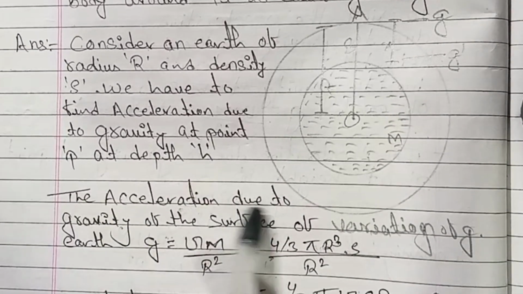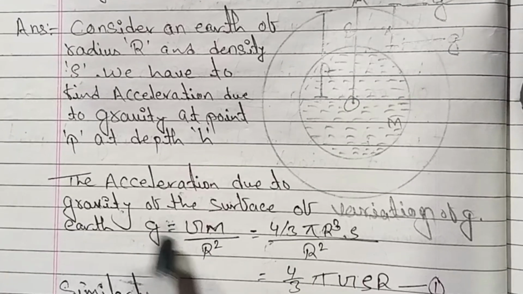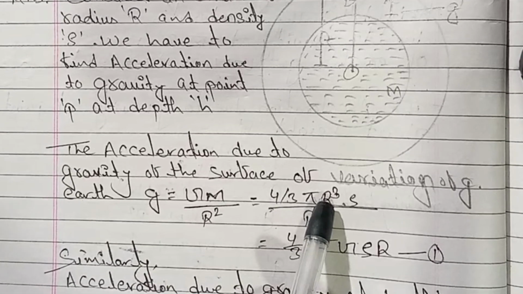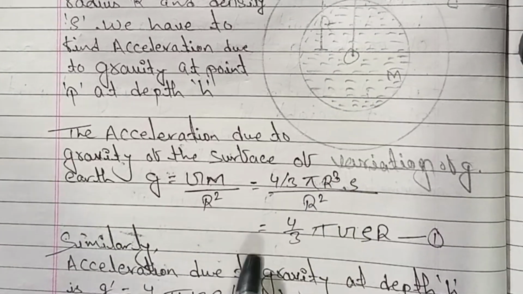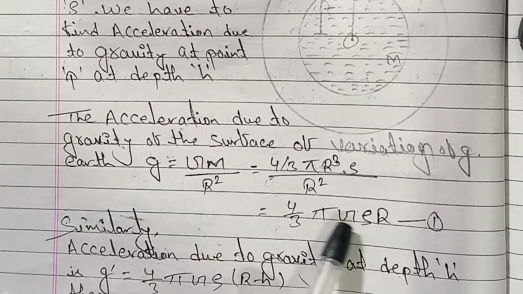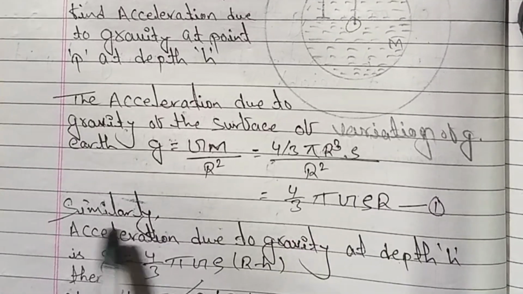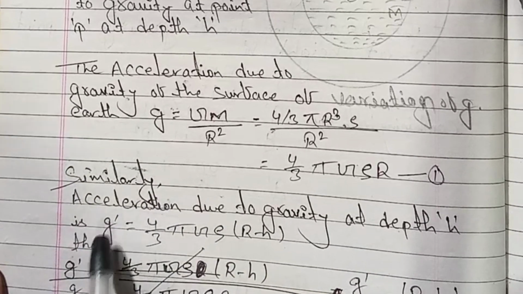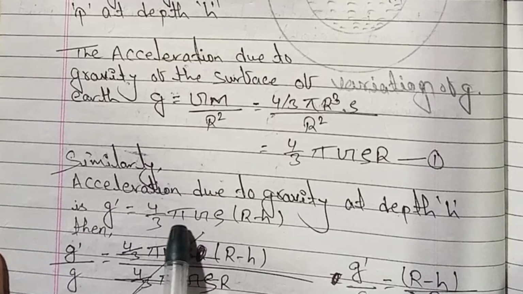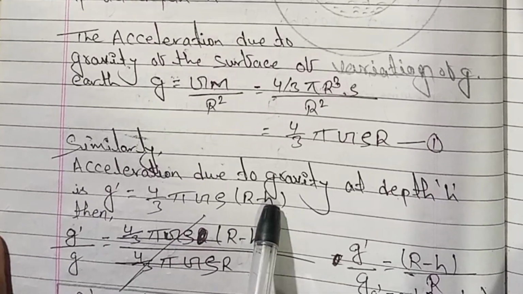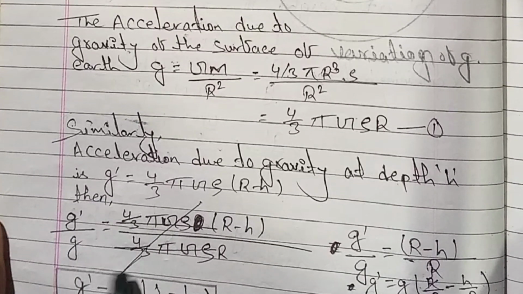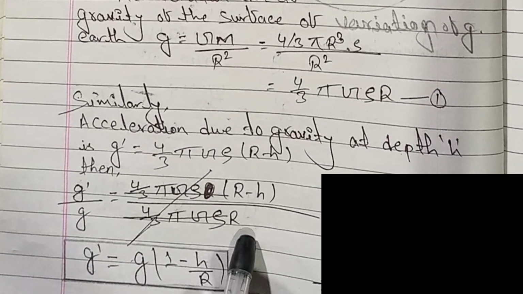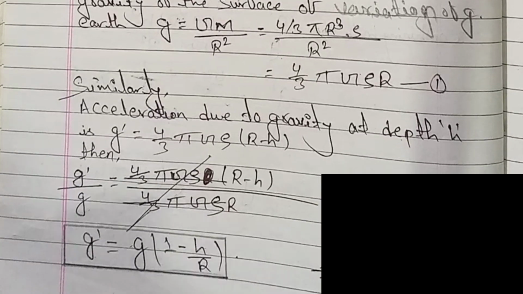The acceleration due to gravity at the surface of the earth, g, is equal to GM by r square, which is equal to 4 by 3 pi r cube delta G by r square. So g is equal to 4 by 3 pi G delta r, equation number 1. Similarly, acceleration due to gravity at depth h, g dash, is equal to 4 by 3 pi G delta (r minus h). Combining both equations and calculating, it is proved now.